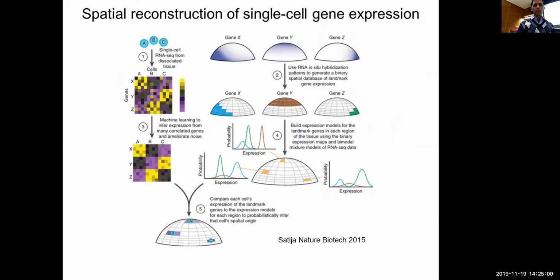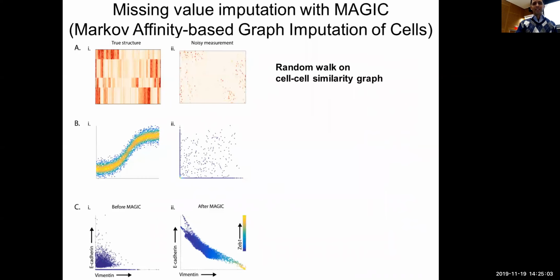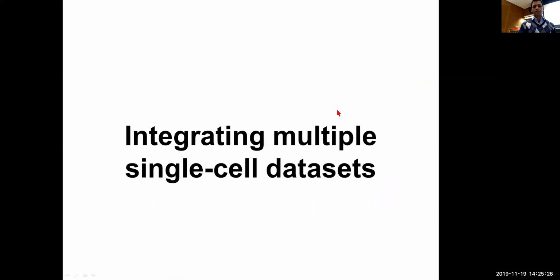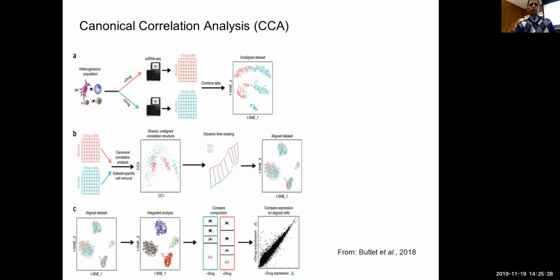Awesome. So again, we talked about missing data imputation. There's various methods for doing that. A very powerful one is MAGIC by Dana Pe'er's group. It's basically looking at this iterative way of learning manifolds onto which you project your data that better capture the true variability. And you can see here that you go from extremely sparse data sets to much more meaningful data sets.